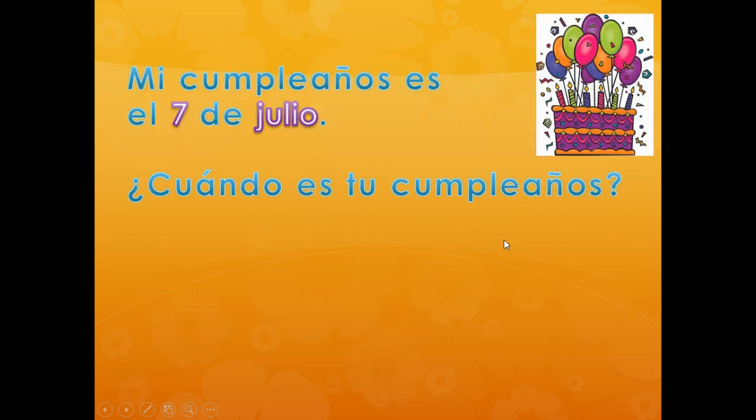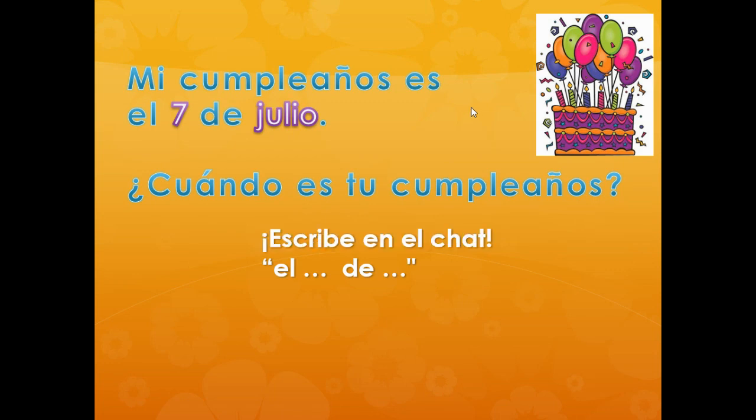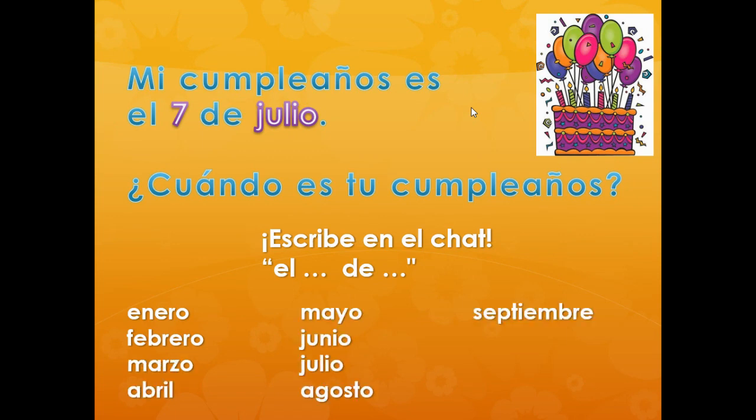Okay. Here's another example, un ejemplo. Mi cumpleaños es el 7 de julio. Mi cumpleaños. My birthday. ¿Cuándo es tu cumpleaños? So think to yourself or jot it down on a piece of paper. When is your birthday? How would you write it out in Spanish? So remember here all of the months. Enero, febrero, marzo, etc. Mi cumpleaños es el 7 de julio. ¿Cuándo es tu cumpleaños?